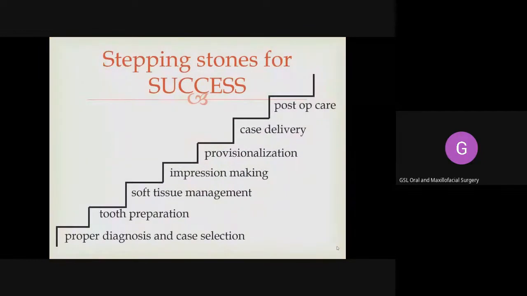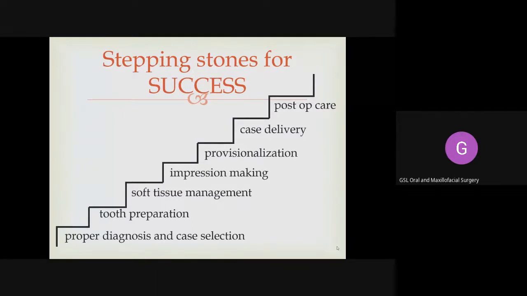Coming to other stepping stones for the success of a fixed partial denture. First, proper diagnosis and case selection. Case selection should be proper. By selecting a case, see the pulp chamber, angulation, and interarch distance. Everything should be considered. After that, tooth preparation. In tooth preparation, we should follow all the principles and prepare the tooth. Next, soft tissue management by giving supragingival finish lines and, while taking impressions, using a gingival retraction cord. These are all soft tissue management.